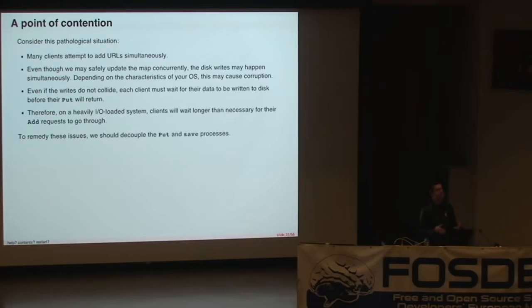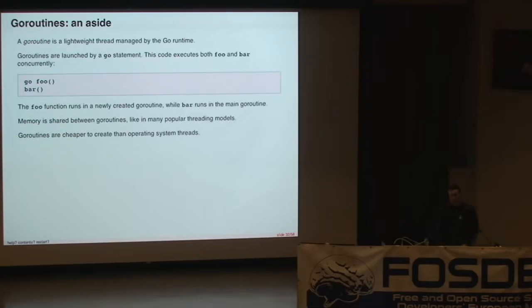So what we want to do, ideally, is to decouple the put function from the save function and make them happen separately, not at the same time. So this introduces concurrency. And the fundamental unit of concurrency in Go is the goroutine. There's a reason why it sounds like coroutines, because that's essentially what they are. A goroutine is a lightweight thread that is managed by the Go runtime.